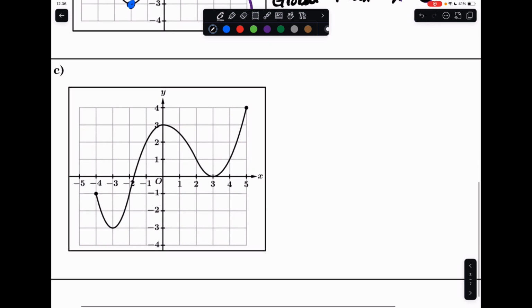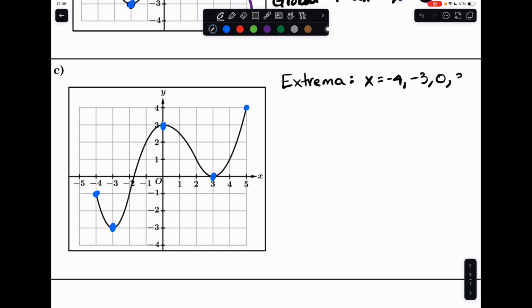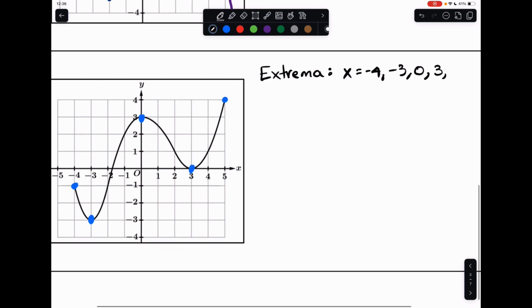Now let's look at this last example right here. So let's find our extrema. Again, to find the extrema, you're looking for where our rate of change is equal to 0. And in this occasion, there's 5 places. These places right here where the graph changes direction, obviously, and also at the endpoints here and here. So there's 5 places where the rate of change is equal to 0. So those are the extrema. At x equals -4, at x equals -3, x equals 0, x equals +3, and x equals 5.